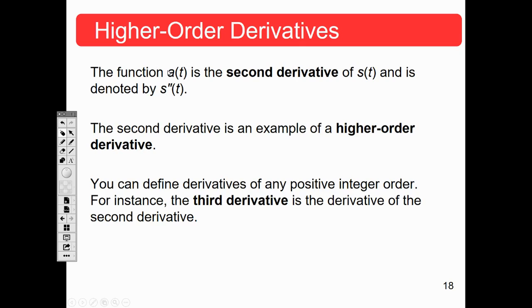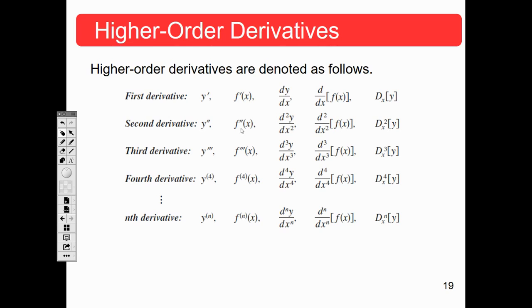So the function a of t is the second derivative of s of t and is denoted by s double prime of t. The second derivative is an example of a higher order derivative. You can define derivatives of any positive integer order. For example, the third derivative is the derivative of the second derivative. After we get past three primes, it becomes tedious and we just start putting numbers up there as if they were exponents. We put them in parentheses so you know it's not an exponent. A little easier with our notation here.